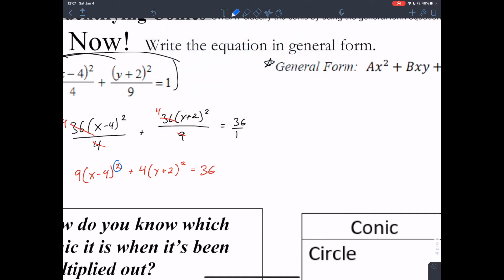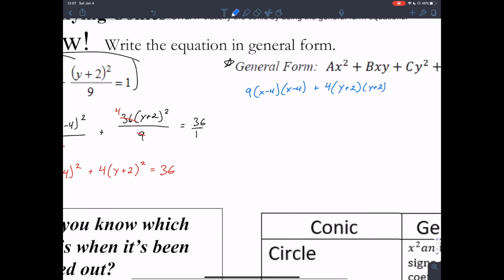So now we're going to try to distribute, but there's a problem. There's a square, so we can't just straight up distribute. That would be bad, okay? So instead we have to FOIL. In other words, x minus 4 times x minus 4. So I'm going to start in blue now. So 9 times x minus 4 times x minus 4, and then plus 4 times y plus 2 times y plus 2. And then we can just subtract 36 from both sides and bring it over to the other side. So that would be minus 36 equals 0.